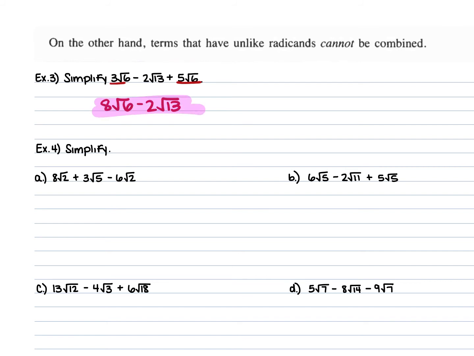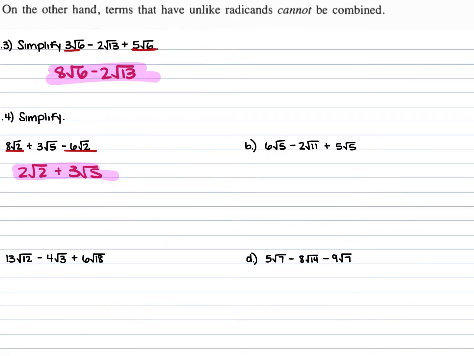For example 4a, we have 8 square root 2 plus 3 square root 5 minus 6 square root 2. Your so-called like terms here are the 8 square root 2 and the negative 6 square root 2. 8 minus 6 gives us 2. Keep the square root of 2 plus 3 square root 5.